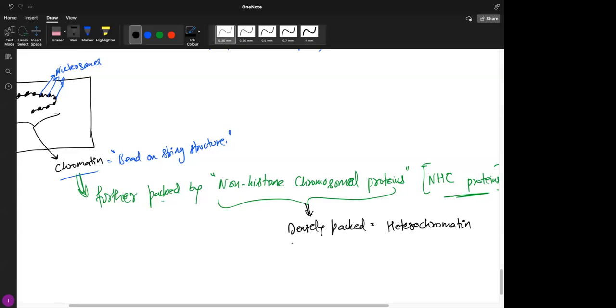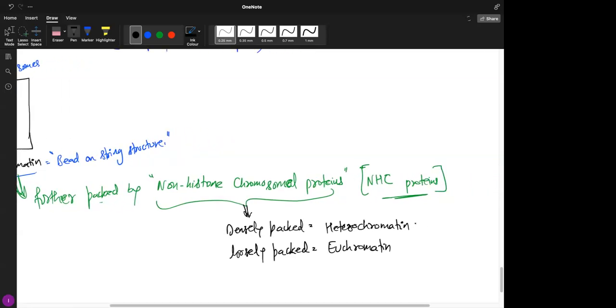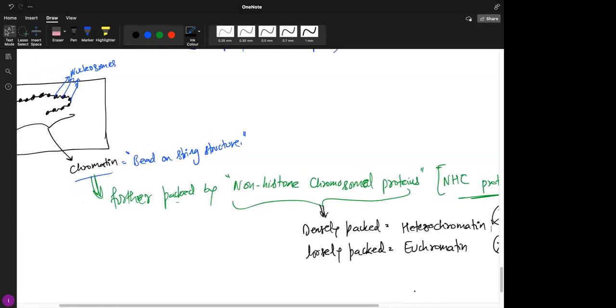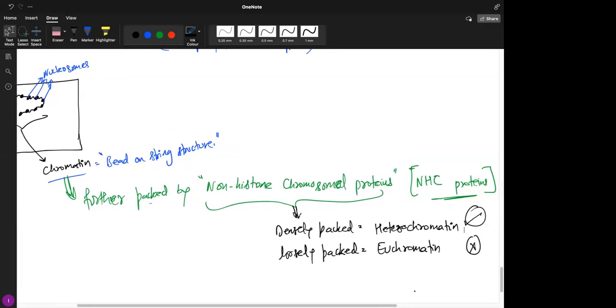So if it is loosely packed, which is like the outer pockets of our packing, it's called euchromatin. Heterochromatin is transcriptionally inactive, and euchromatin is transcriptionally active. So let's stop here for today, and we'll continue with heterochromatin and euchromatin in the next class.